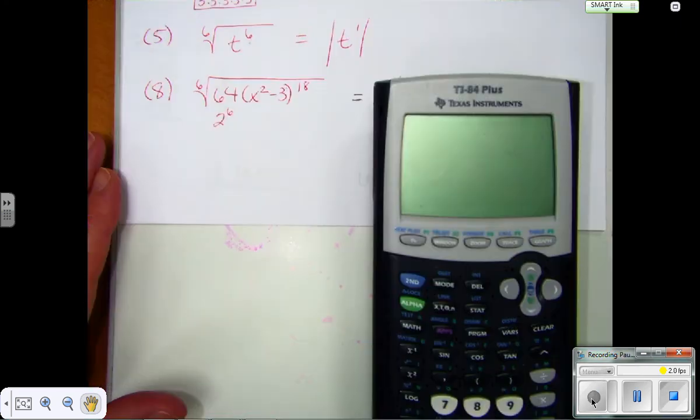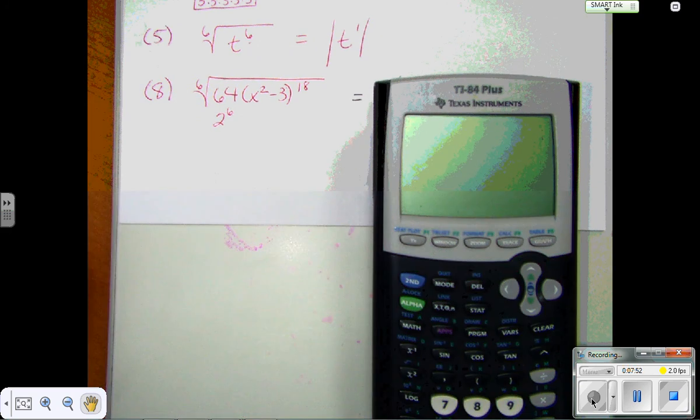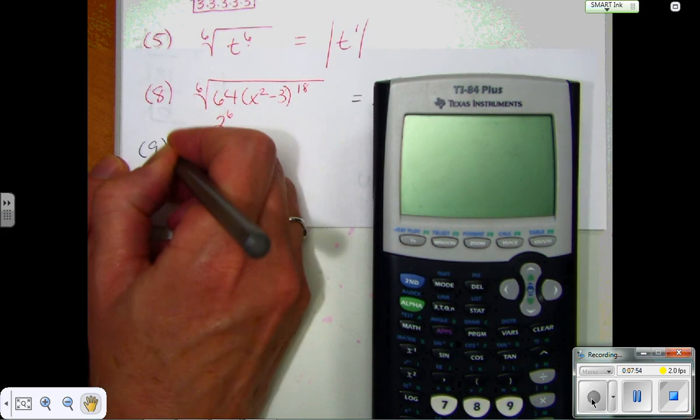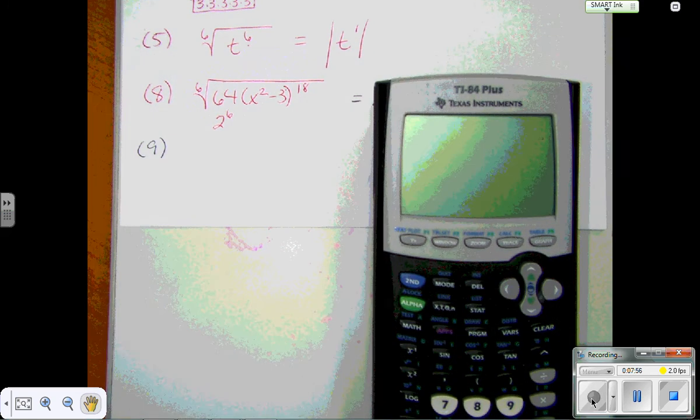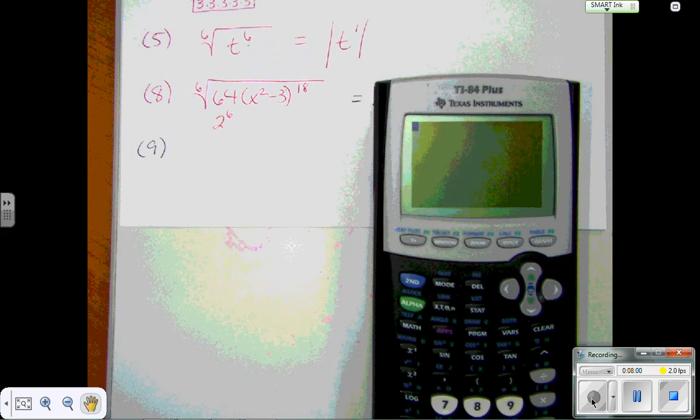Okay, let's go on to number 9, and we're going to finish this up. Make sure and write down any questions you have, and we'll go over it tomorrow at the beginning of class before we start on the assignment. I'll probably do a couple more examples for you just to make sure you have the concept down, and then we'll work on the assignment.